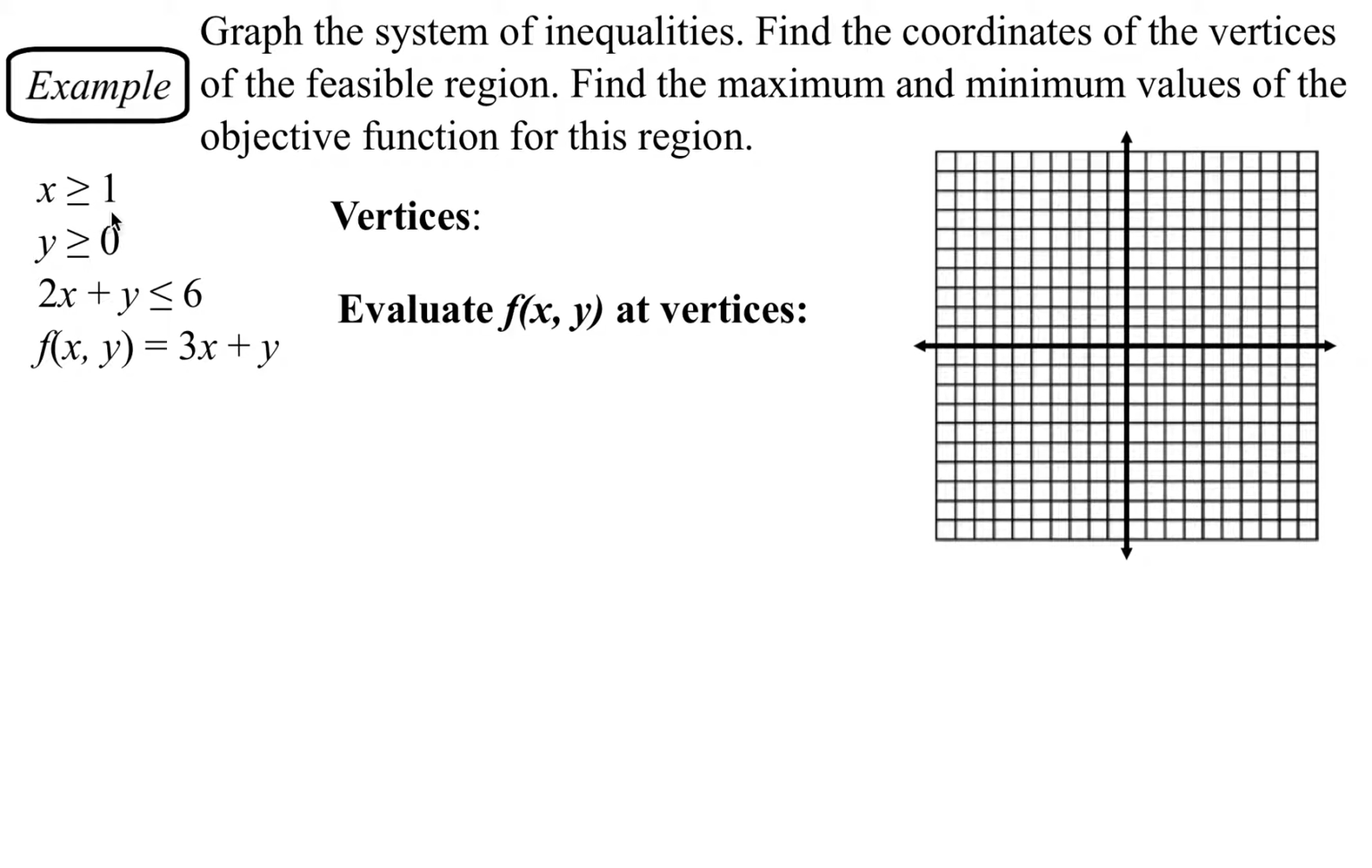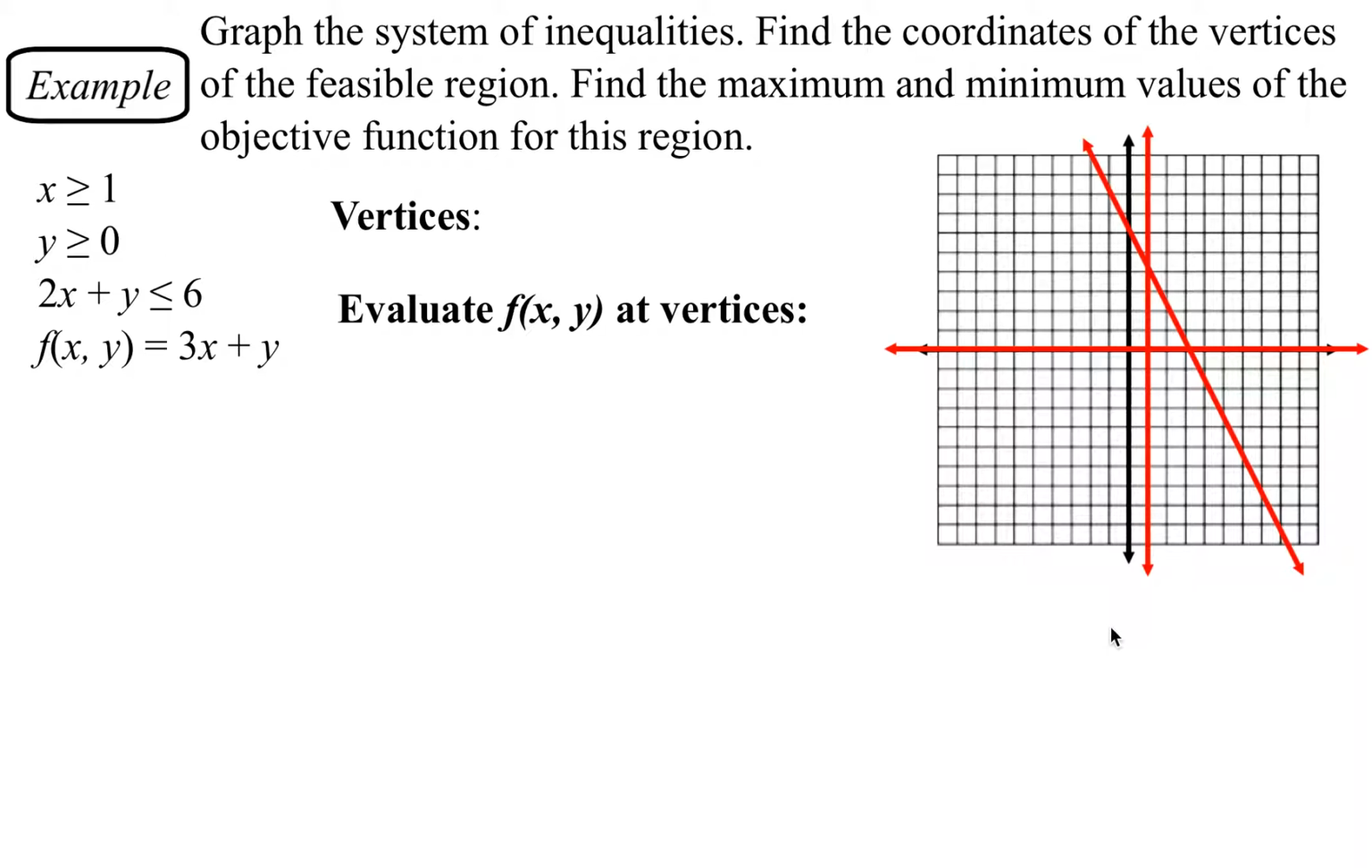Well, x greater than or equal to 1. Remember, x equals 1 is a vertical line. Anything that's greater than 1 will be to the right of 1. y greater than or equal to 0 is a horizontal line, and that turns out to just be the x-axis. And then this one, if you solve it for y, you get y is less than or equal to negative 2x plus 6. So 6 is the y-intercept and negative 2 is the slope. So go ahead and graph those three inequalities and you will end up with what I have graphed here in red. So the region we're talking about is the triangular region right here.